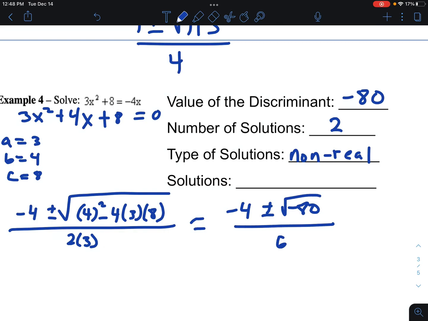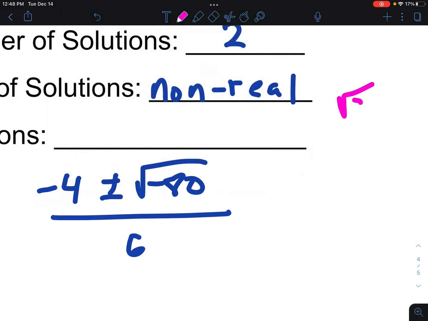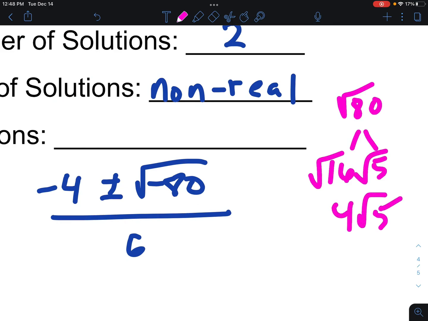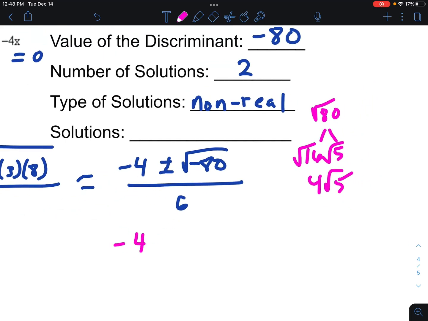I know 80 is divisible by 4, but is it divisible by 16 as well? Yep. So we're going to break down 80 into 16 and 5. So the square root of 80 is going to be 4 times the square root of 5. So we have negative 4 plus or minus 4i radical 5 all over 6. The i is coming from the square root of the negative piece there.